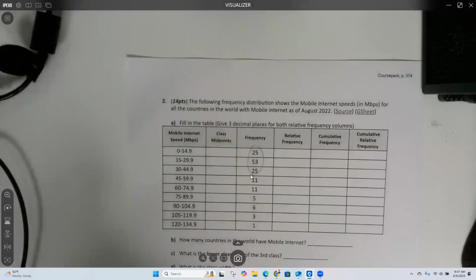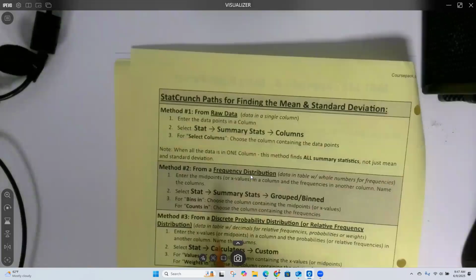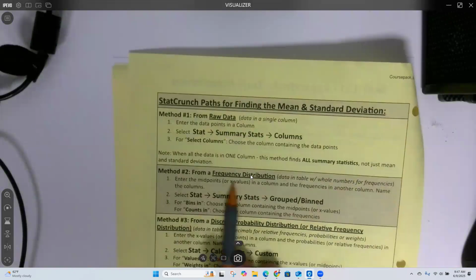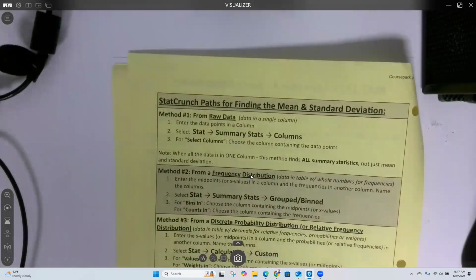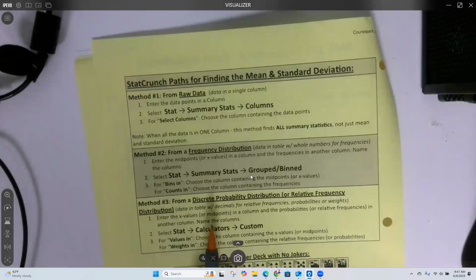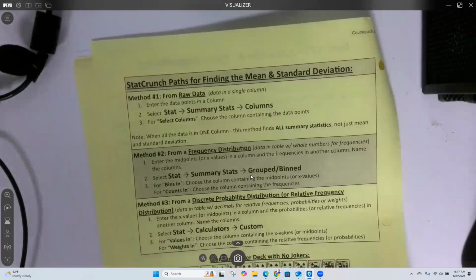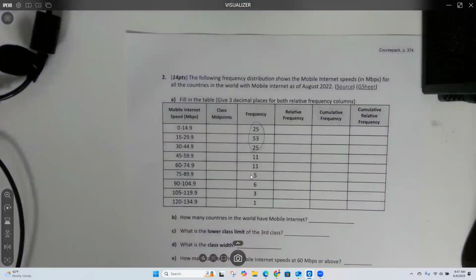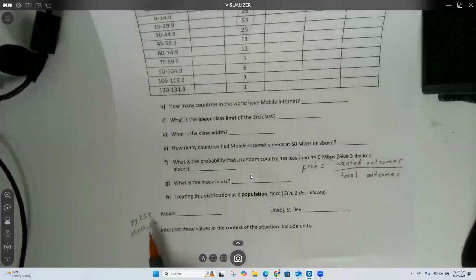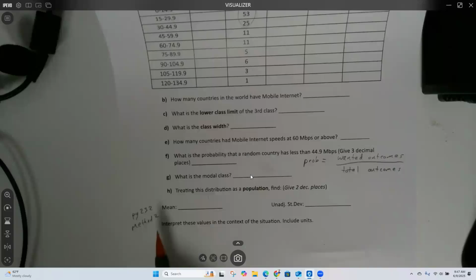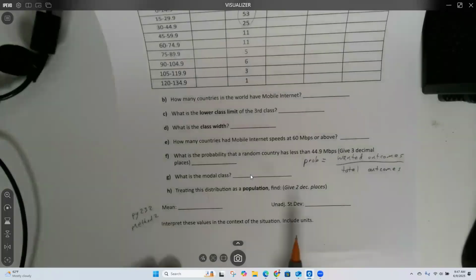So in order to do a standard deviation for that, I'm going to use from a frequency distribution, summary stats grouped binned. Okay. And I want the unadjusted standard deviation. We haven't talked about method 3 yet, which is for discrete probability distribution. So for now, though, for this one, we're going to do on page 232, use method 2 in StatCrunch. And then interpret these values in the context of the situation.